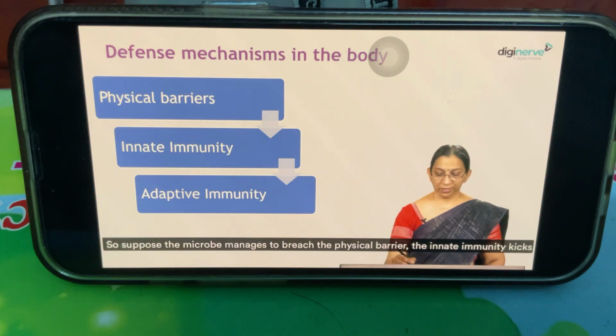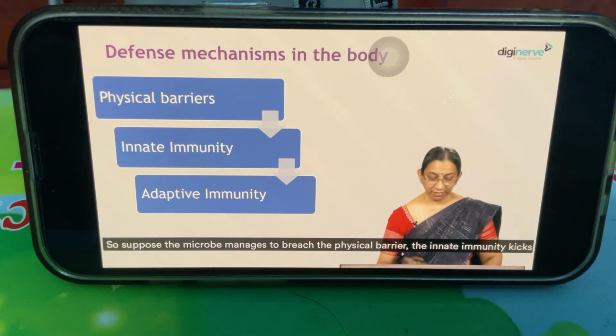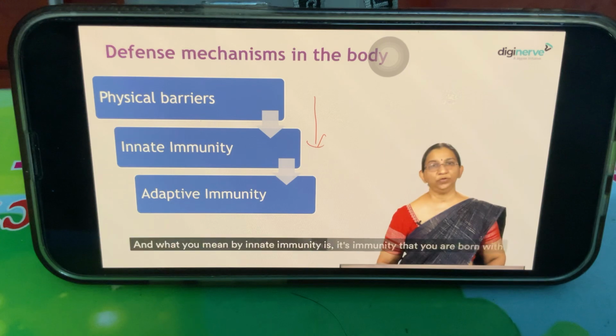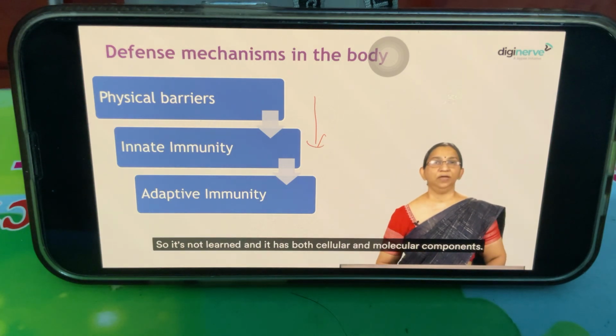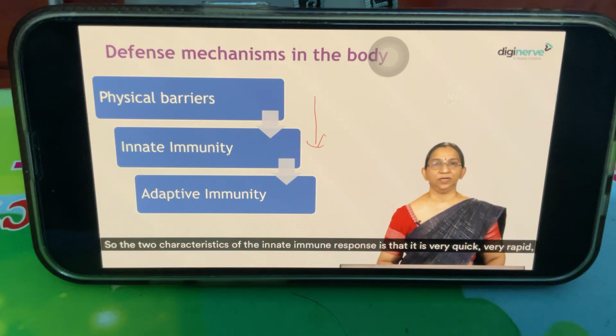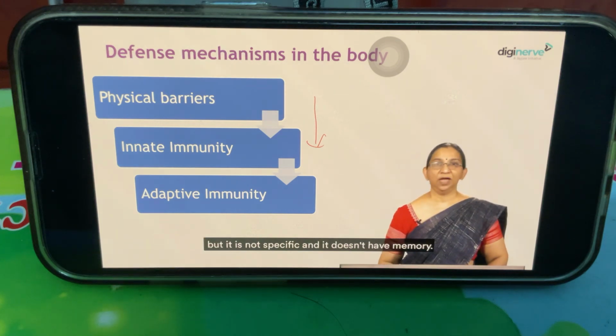Suppose the microbe manages to breach the physical barrier, the innate immunity kicks in. What we mean by innate immunity is immunity that you're born with, so it's not learned. And it has both cellular and molecular components. The two characteristics of the innate immune response are that it is very quick, very rapid, but it is not specific and it doesn't have memory.